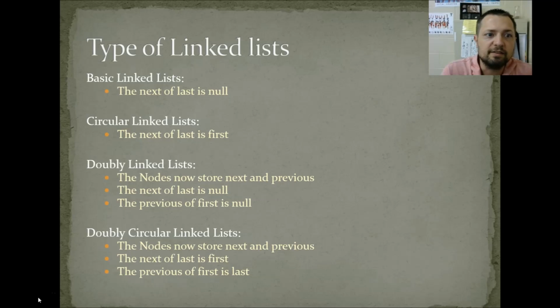Types of linked list. We have a basic linked list, and the next of last is null. So the last element has nothing after it. We have a circular linked list in which the next of the last element is the first. So the last is the end, but if you go past the end, you come back around to the first. We have a doubly linked list where you not only store the next item, you also store the previous item. The next of last is null, and the previous of first is null. So each item stores who's after him and who is before him.